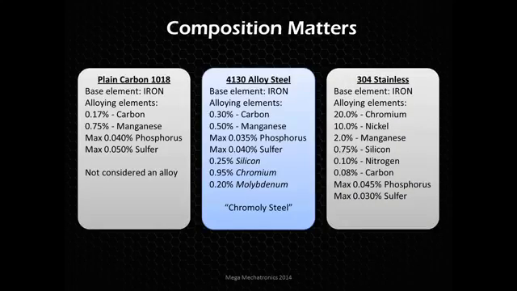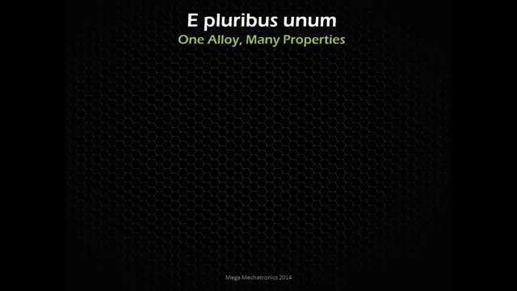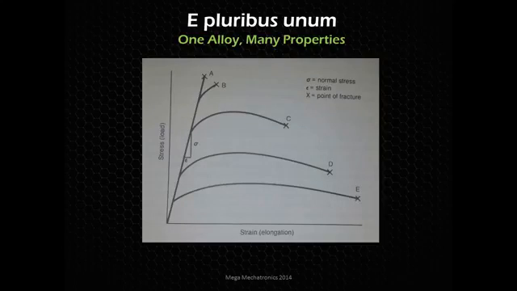And then let's look at 304 stainless, 20% chromium, 1/5 of that is chromium, which is extremely hard, and these elements will create that protective layer and give stainless steel that reputation for being such a corrosion-resistant material. So out of one alloy, we can give it many different properties.